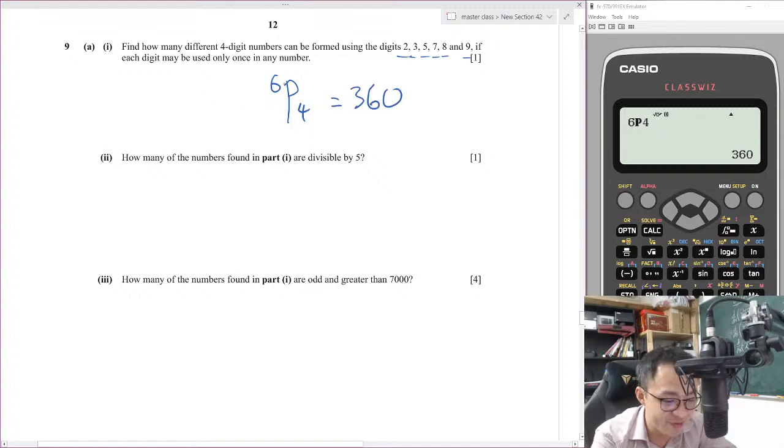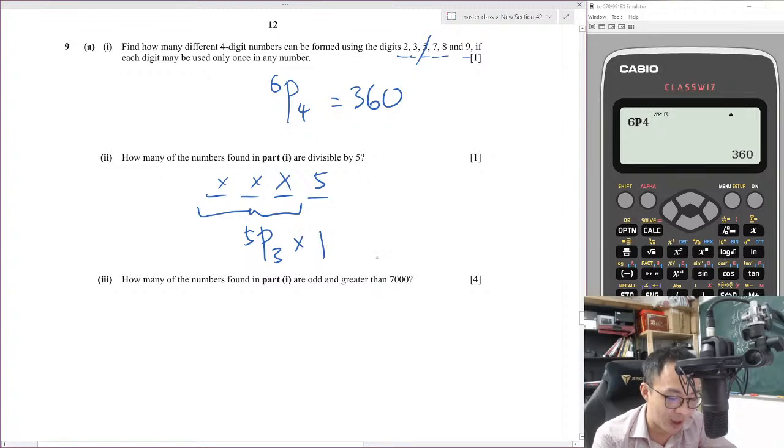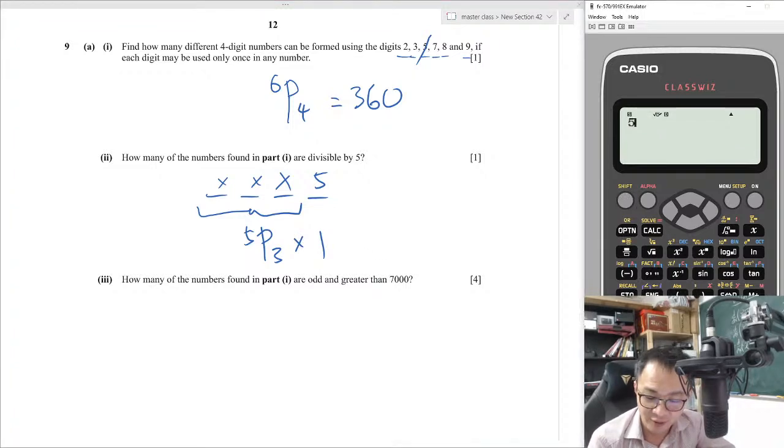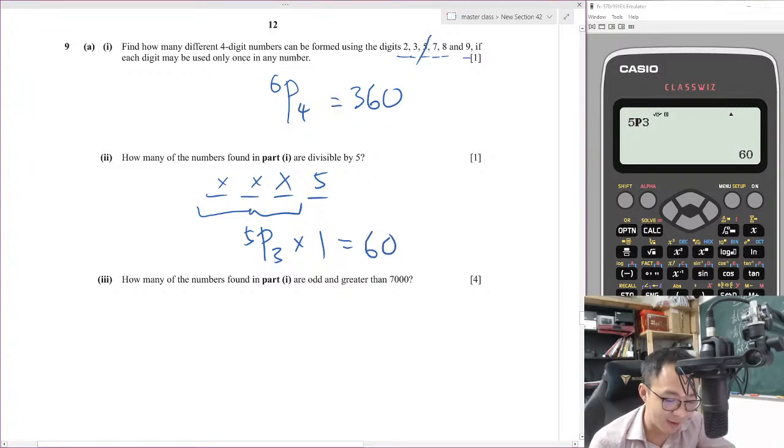The question doesn't say even or any condition, right? So how many of these numbers in part 1 are divisible by 5? If the number is divisible by 5, the last digit must be 5 or 0. But we don't have any 0 to choose. So we use 5 already. We still have 5 more digits, right? So another 5 digits I can put in these 3 places here. So it's 5P3 multiplied by 1, which is 5P3. So yeah, 60.